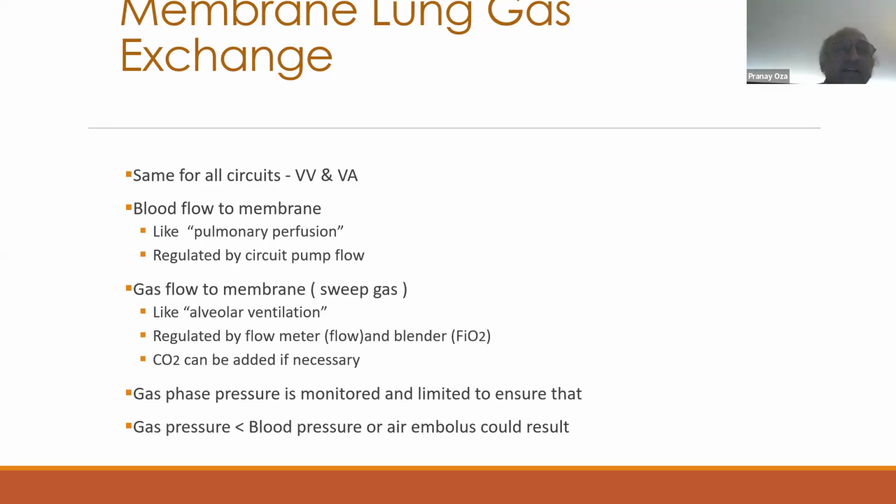Blood flow to the membrane is like pulmonary perfusion, and it is regulated by the circuit flow. So when you increase the flow, the perfusion will increase. The gas flow is like minute ventilation or alveolar ventilation. You are giving the gas, and it is regulated by the sweep gauge. How much you want to give can be regulated by the sweep gauge. Within that, whether everything is oxygen or an oxygen-air mix can be decided with the help of the blender. The gas phase is monitored and limited to ensure the gas pressure has to be less than the blood flow pressures. Otherwise, it can give rise to an increased risk of air embolism.